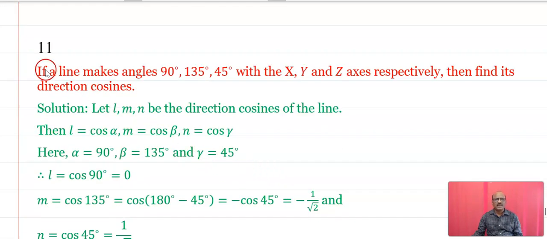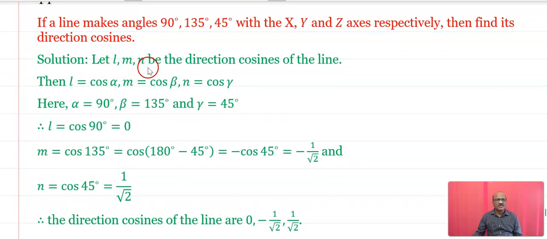Now the next problem. If a line makes angles 90, 135 degrees, 45 degrees with the x, y and z axis respectively, then find its direction cosines. Let L, M, N be the direction cosines of the line. Then L equals cos alpha, M equals cos beta, N equals cos gamma. Therefore alpha equals 90, beta equals 135, and gamma is 45. Since alpha is 90, L equals cos of alpha, which means cos 90. Cos 90 is 0.